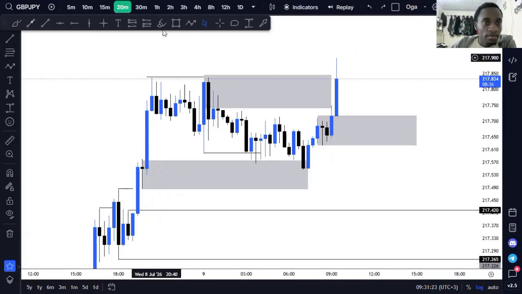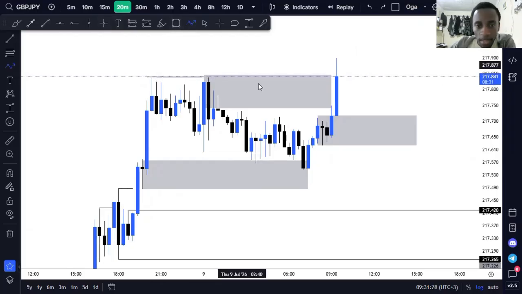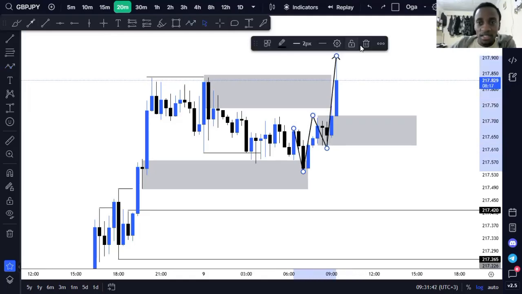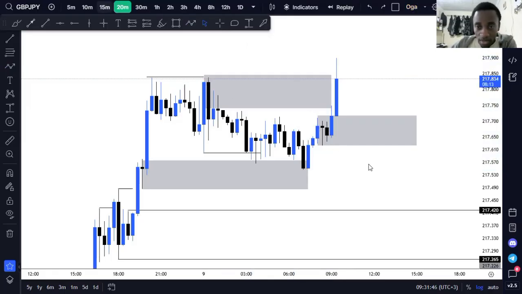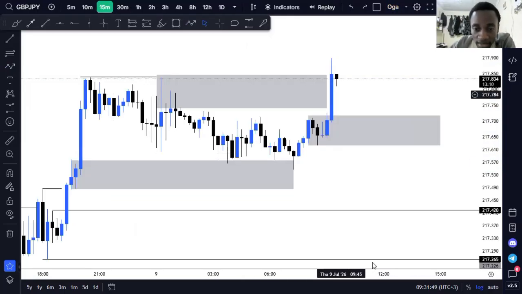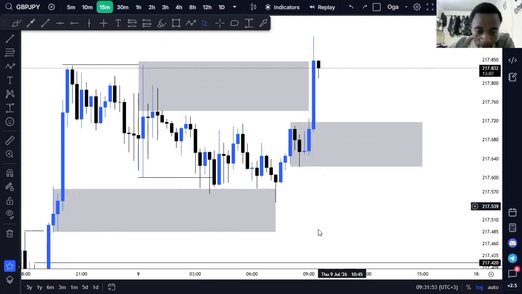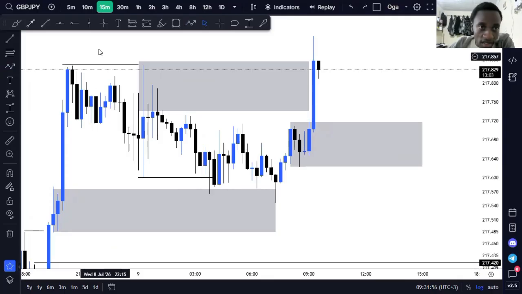Let me show you with this part. I would have waited for a reaction inside it, like the one it has done here, and then it moves to the upside and then I pull back and I take the buy. The exact thing it has done, though I believe it's clear on lower time frame. Yeah, like this, it's clear.